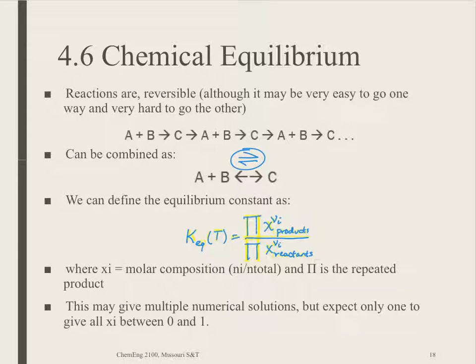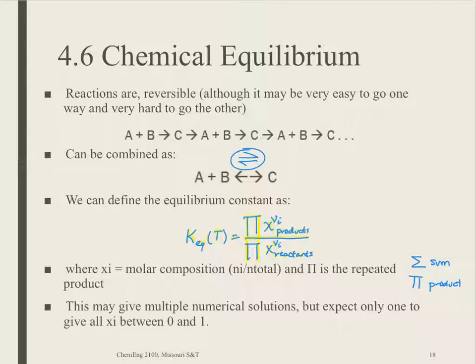Pi, if you haven't seen that before or haven't seen it in a long time, is a lot like capital sigma. Capital sigma is a repeated sum of all the different terms. Pi, being a Greek letter P, is a repeated product.